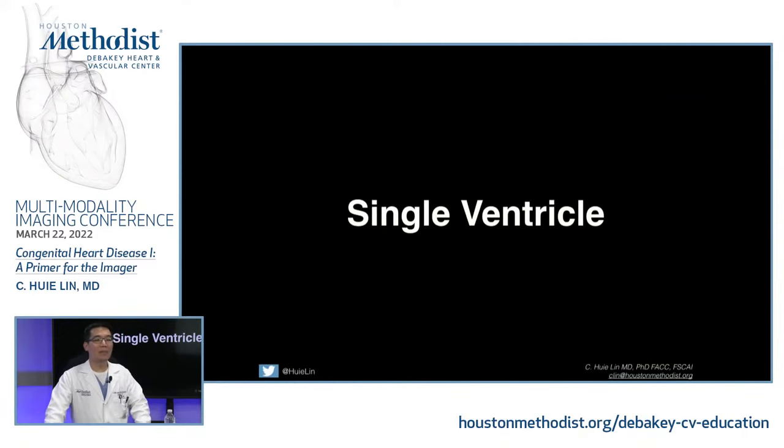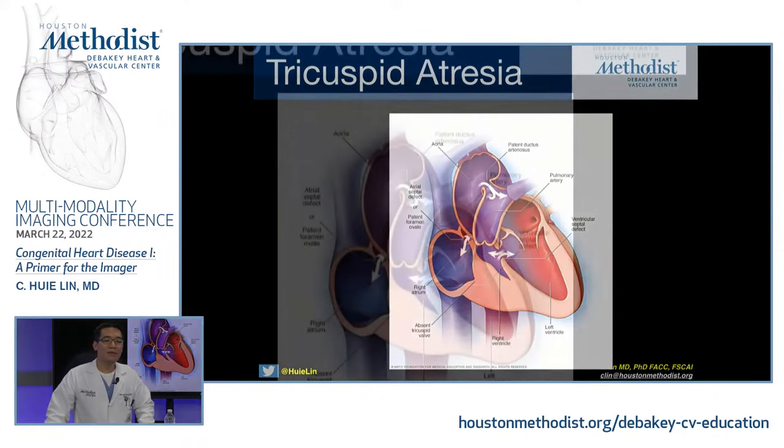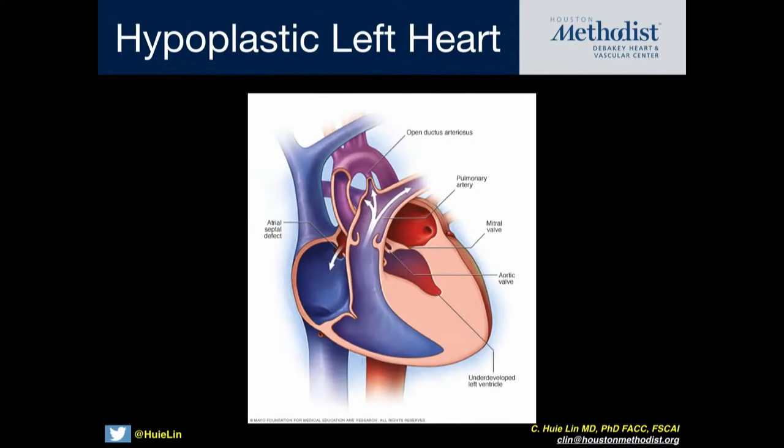So finally, in the time that we have remaining, I'm going to touch on some basic issues with single ventricle physiology. The two types of single ventricle physiology that are most common and sort of representative lesions, although single ventricle physiology can result from many, many different types of lesions, are these two. First of all, tricuspid atresia. And the second one here is hypoplastic left heart.